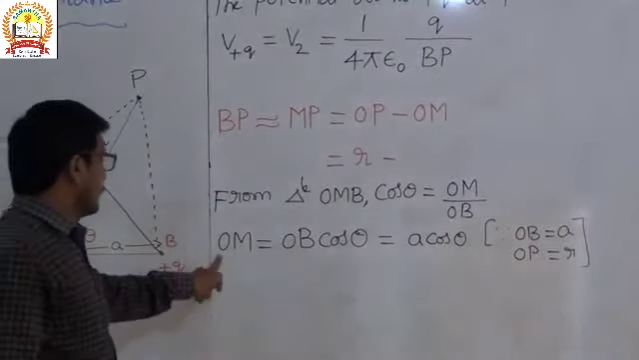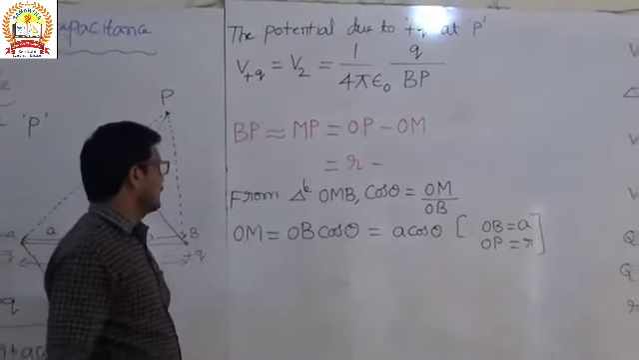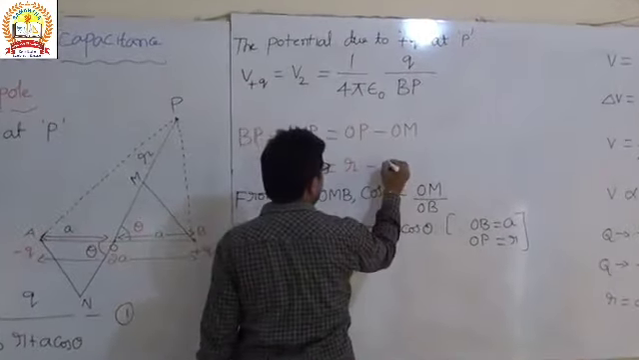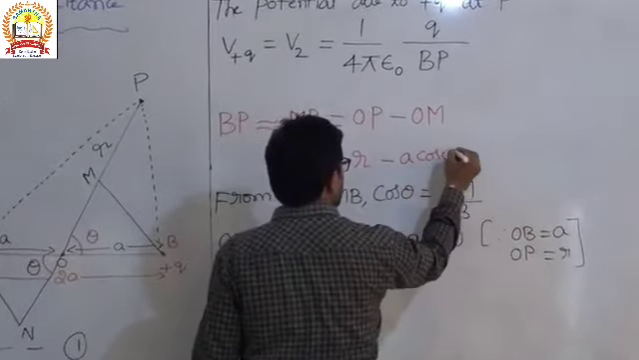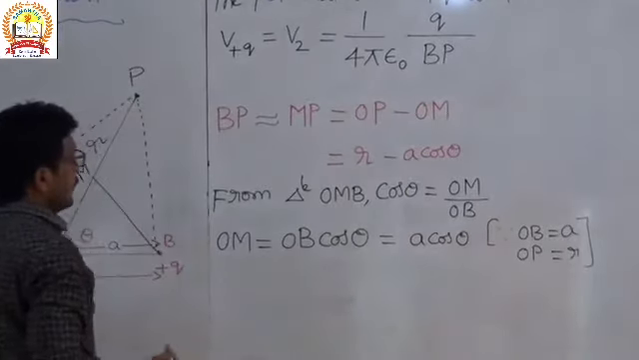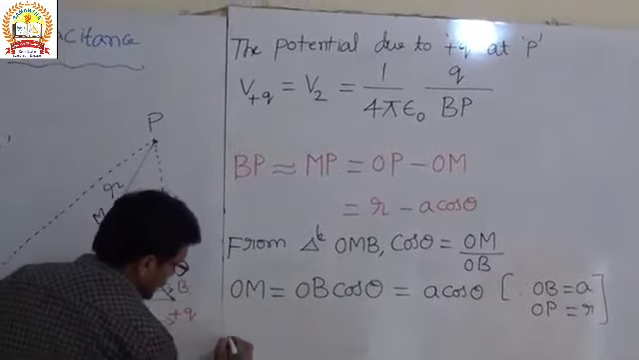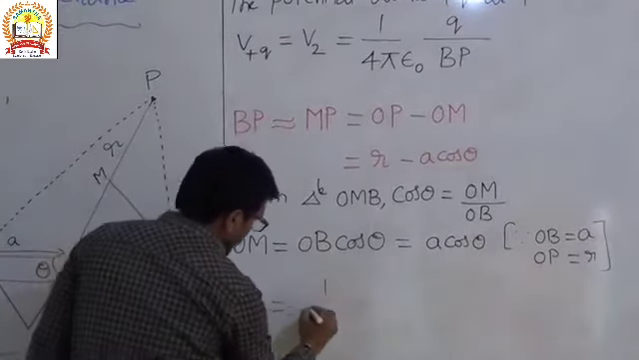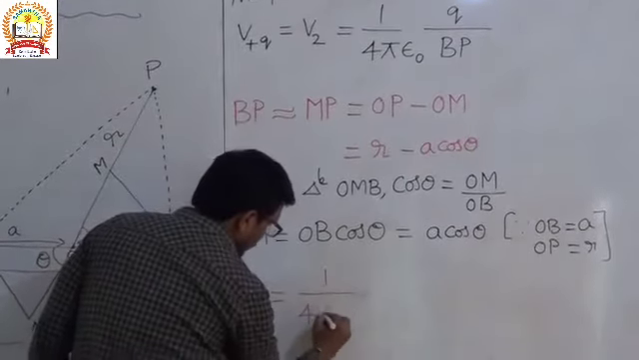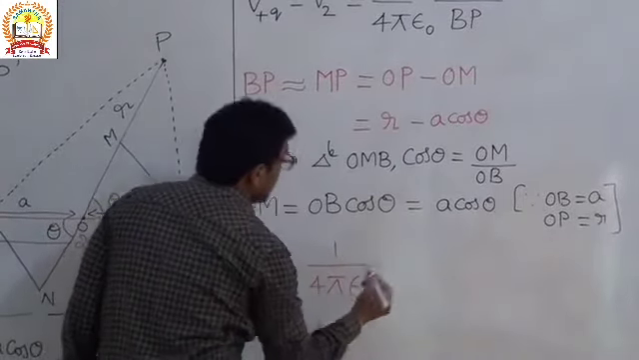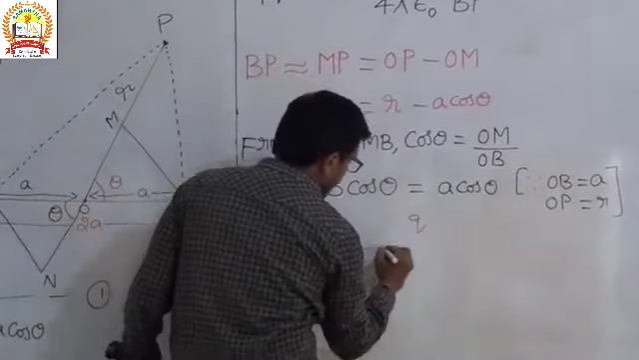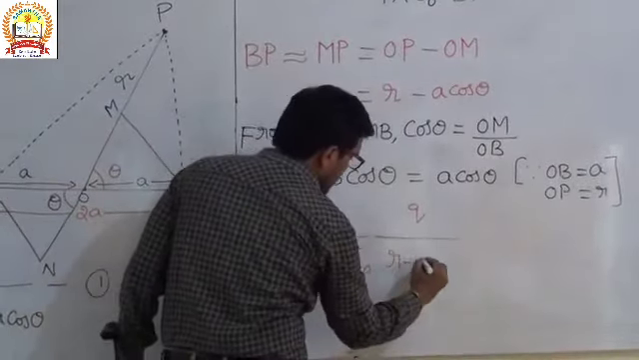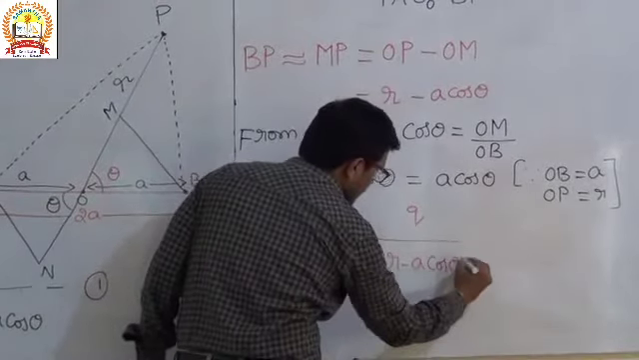So now we know that OM is equal to A cos theta, and if you substitute this in the equation for OM, that is R minus A cos theta. Then the potential due to the positive charge, V2, is equal to 1 by 4 pi epsilon naught Q divided by the distance from B to P, that is R minus A cos theta.